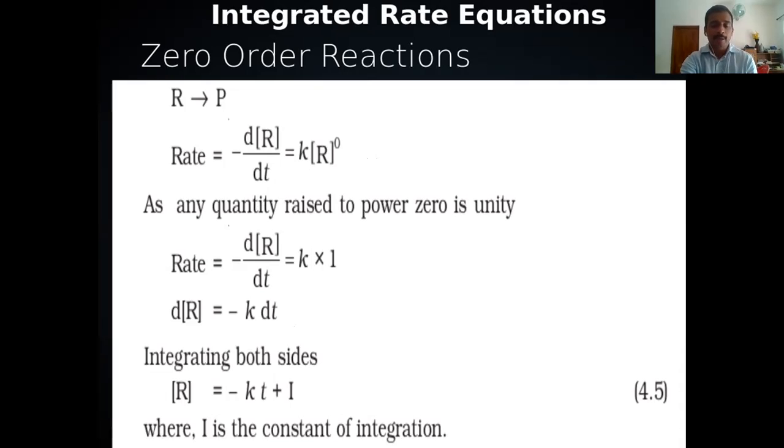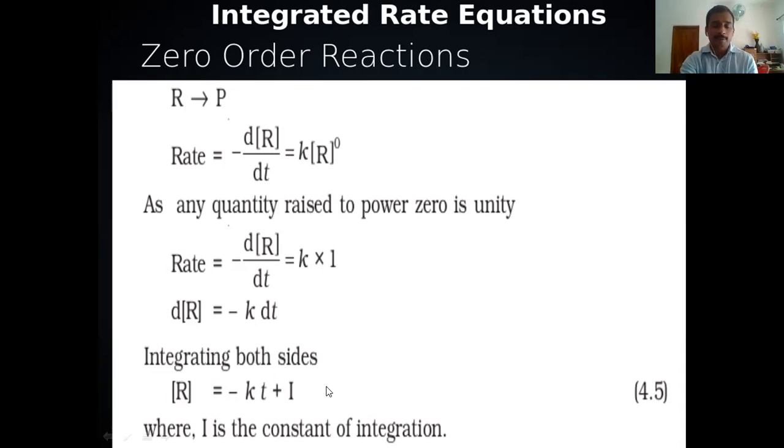Now we have to integrate this equation. Integrate. d[R] on integration gives [R], concentration of R. K is a constant, it will not change, but dt on integration gives t plus constant of integration, that is represented as I. So the equation is concentration R is equal to minus kt plus I. I is constant of integration.